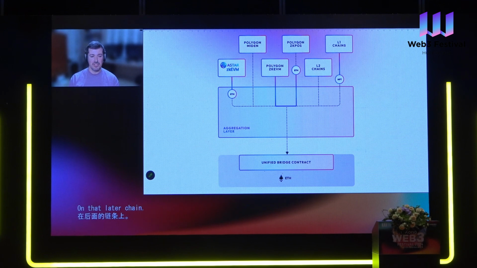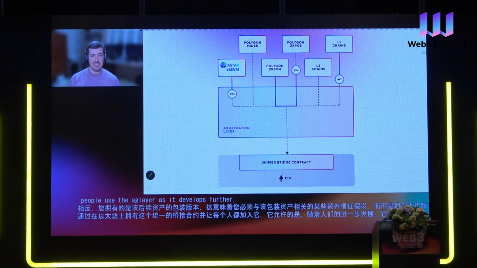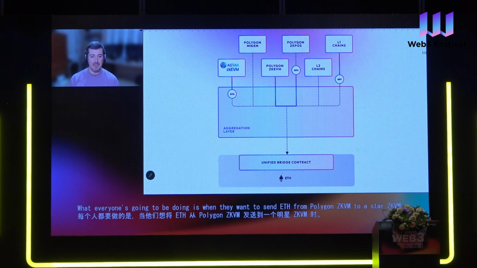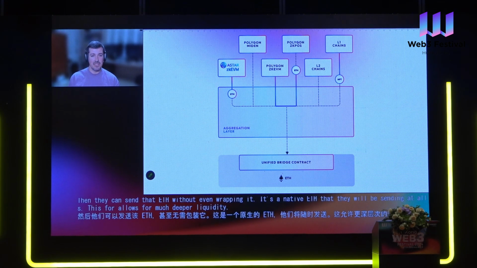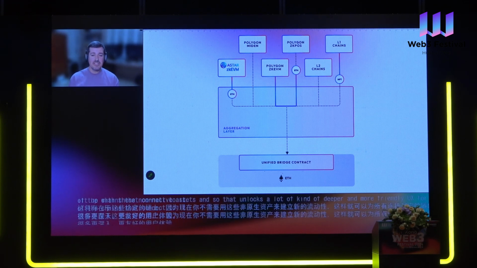By having this unified bridge contract on Ethereum and having everyone join it, as people use the AG layer and it develops further, when they want to send ETH from Polygon ZKVM to A-Star ZKVM, they can send that ETH without even wrapping it. It's native ETH that they will be sending at all times. This allows for much deeper liquidity between these chains, because now you don't need to build up new liquidity with these non-native assets. That unlocks a deeper and more friendly UX for all of the chains that connect to it, and that's one of the reasons why we're very excited.